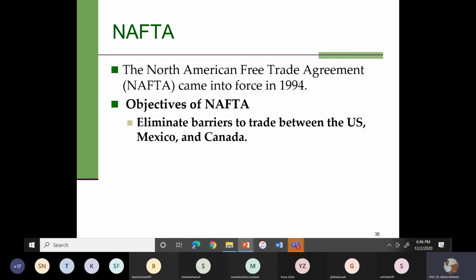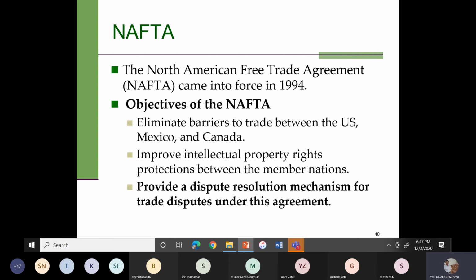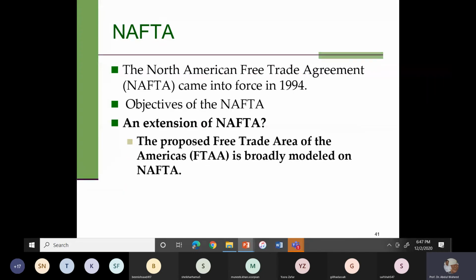And the objective is to eliminate barriers to trade, also improve intellectual property rights, and provide a dispute resolution mechanism for trade disputes between these countries. So NAFTA, but the extension of it is proposed: a Free Trade Area of the Americas.